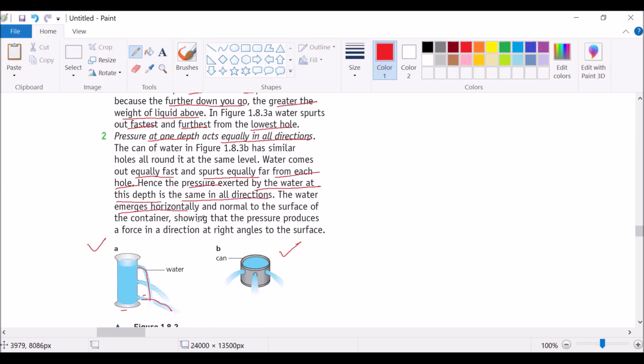Water emerges horizontally and normal to the surface of the container, showing that pressure produces a force in a direction at right angles to the surface. So if we have a container like this and we have a hole there and we fill it up with water, water spurts out normally, which means at 90 degrees at the beginning, then it falls. So this is the surface of the container.